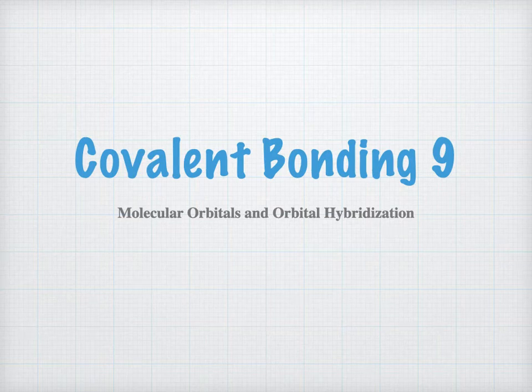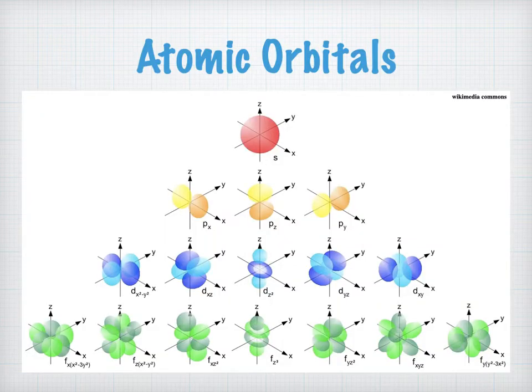We're going to wrap up our discussion of covalent bonding by talking about molecular orbitals and orbital hybridization. So before we get into molecular orbitals, let's remember our atomic orbitals. S, P, D, and F orbitals are the different types of regions of space or energy fields of electrons.